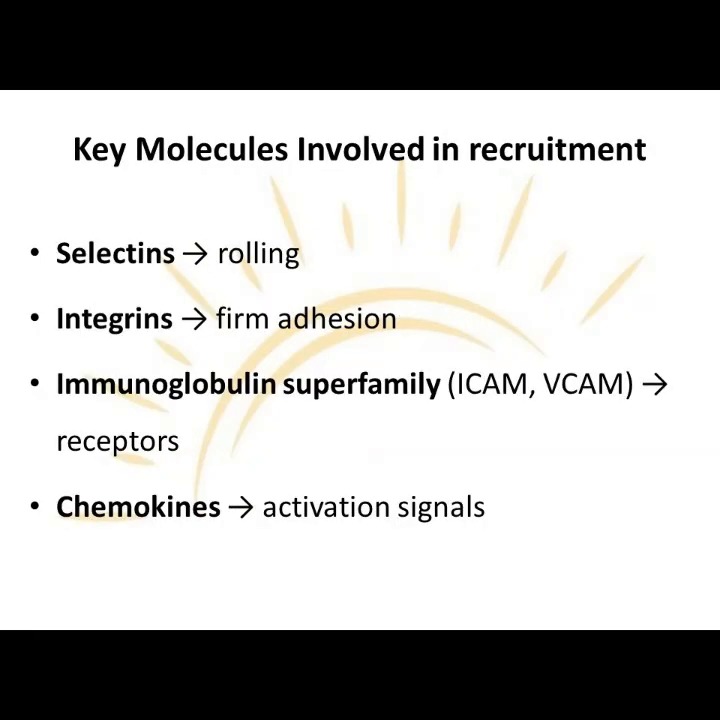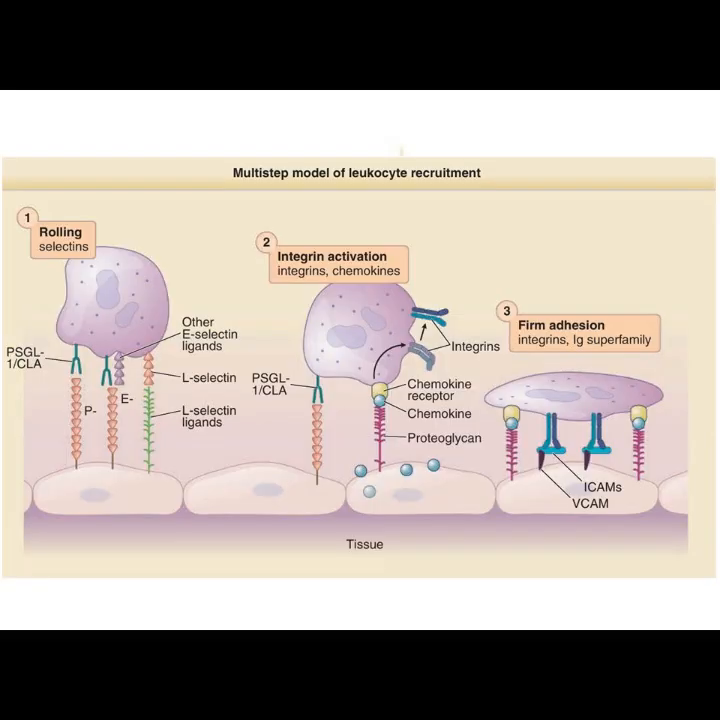Key molecules involved in recruitment. Selectins are involved in rolling. Integrins and the immunoglobulin superfamily, ICAM, VCAM, are involved in firm adhesion. Chemokines are involved in activation signals. Multi-step model of leukocyte recruitment. Step 1, rolling. This process is mediated by selectins: E-selectin, P-selectin, L-selectin. Selectins bind carbohydrate ligands, PSGL1, CLA, cutaneous lymphocyte-associated antigen. This enables initial contact.